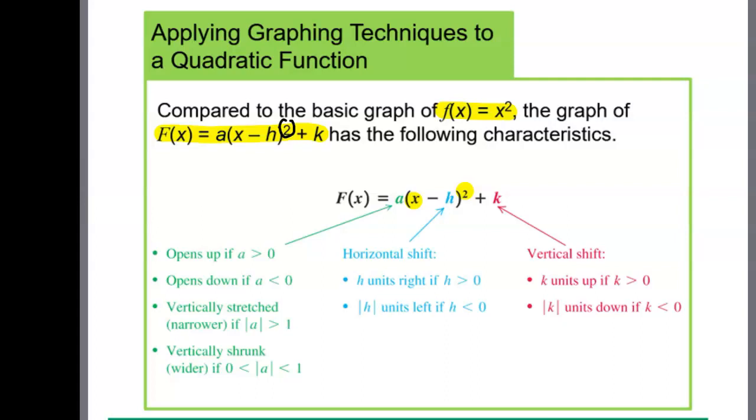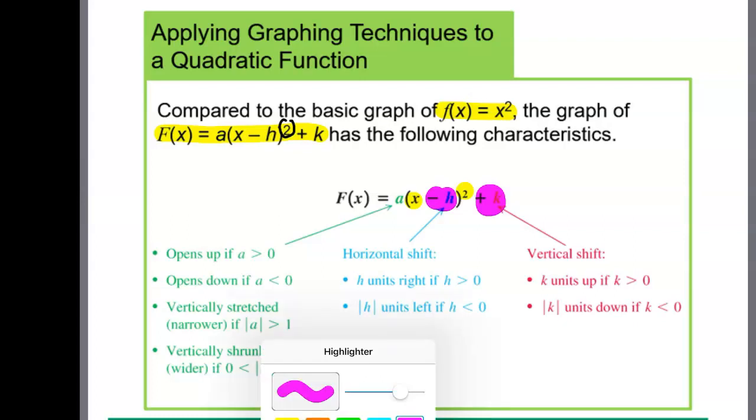Okay, now if you go inside the function, and you add or subtract a value, here that's given by h. So if you add or subtract, it will move the graph right or left. Outside the function, if you add or subtract here, it will move the function up or down. And then finally, we consider what is sitting outside the function right here, this value a.